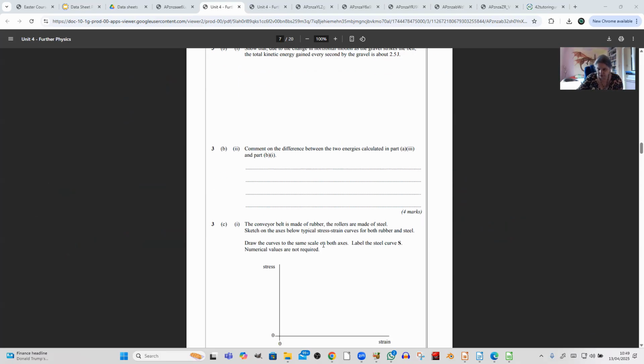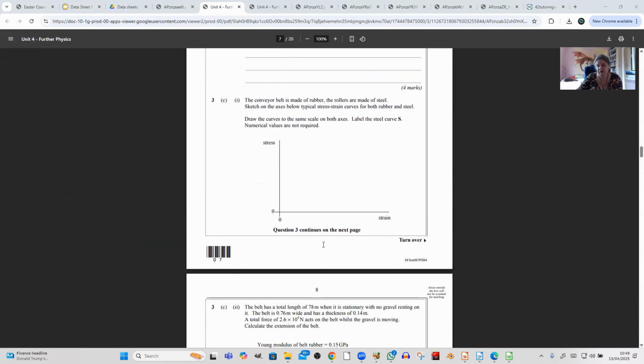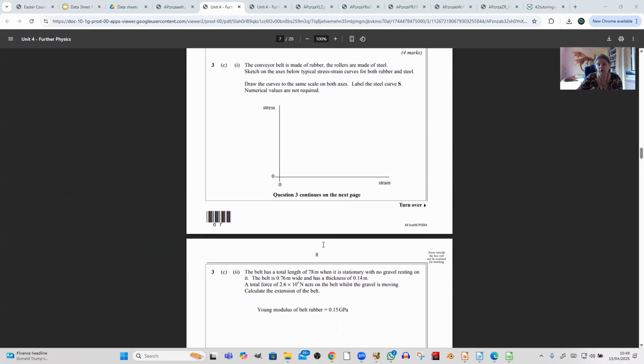The conveyor belt is made from rubber. Right, now this sort of question requires knowledge. So this is the sort of thing that you can only get from learning the physics. Okay, steel wires, very strong, nice and straight, big stress, little strain. Okay, rubber, it's not a straight line. Okay, that's what rubber would do. Let's do it again.